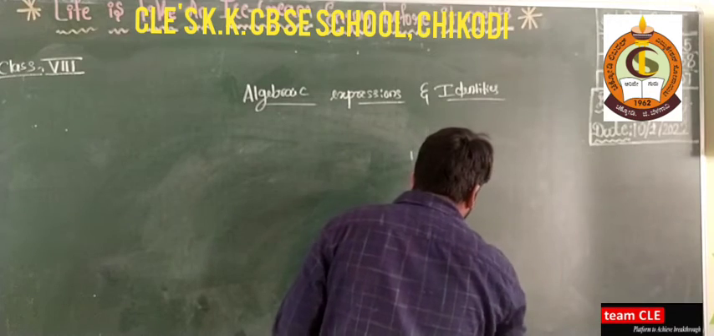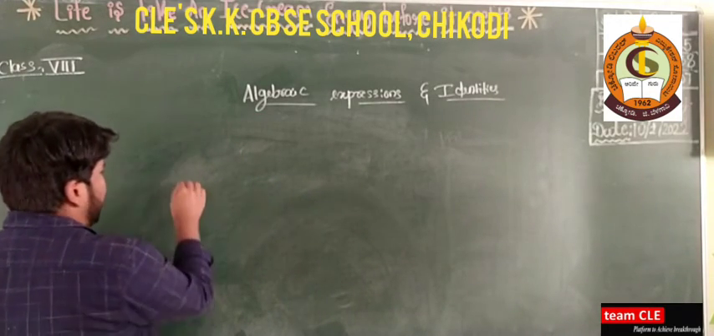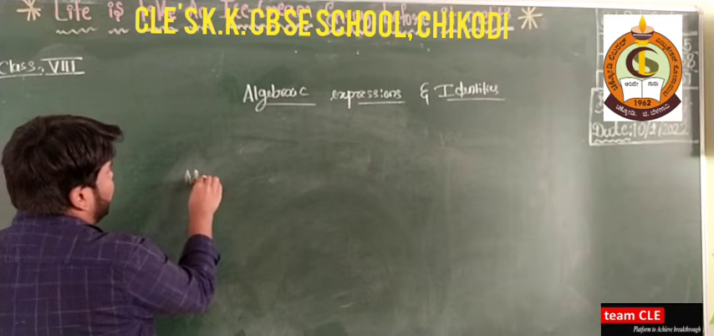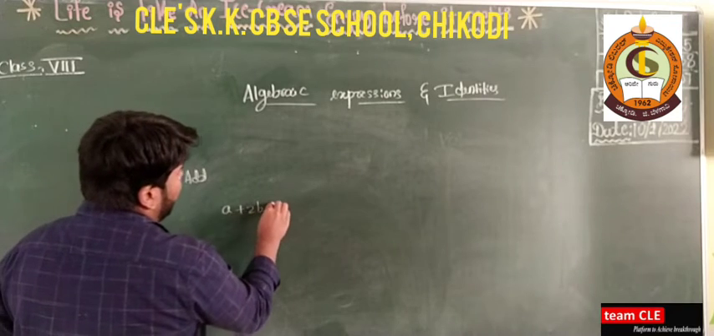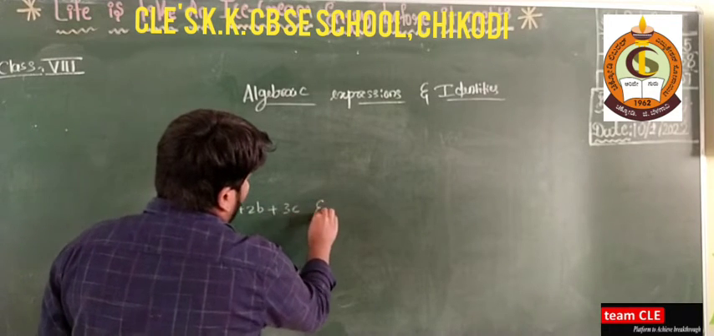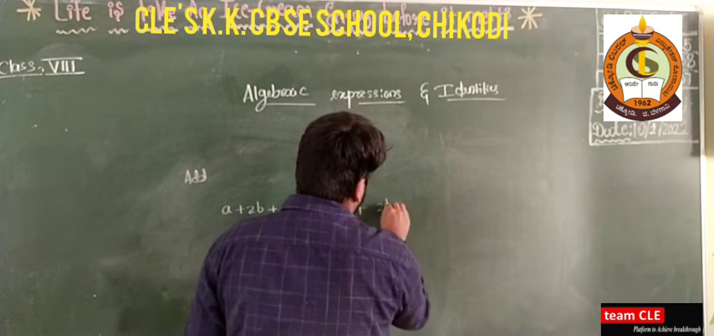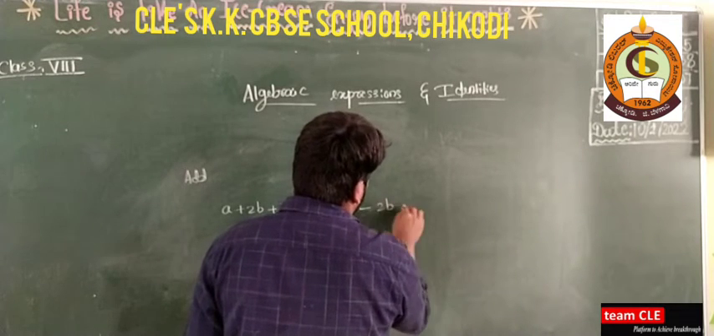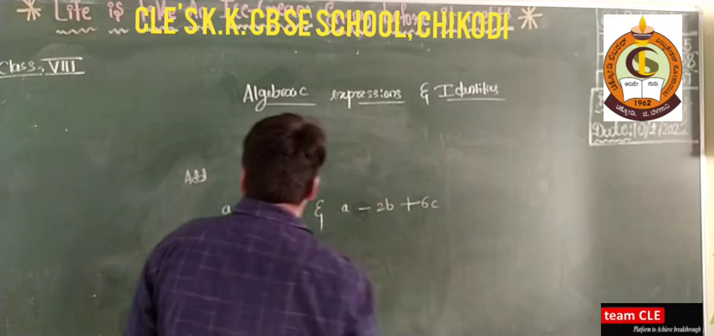Addition and subtraction of algebraic expressions. The first one, the addition operation, we are learning from your previous classes. So add a plus 2b plus 3c and a minus 2b plus 6c. Okay, so add these expressions.